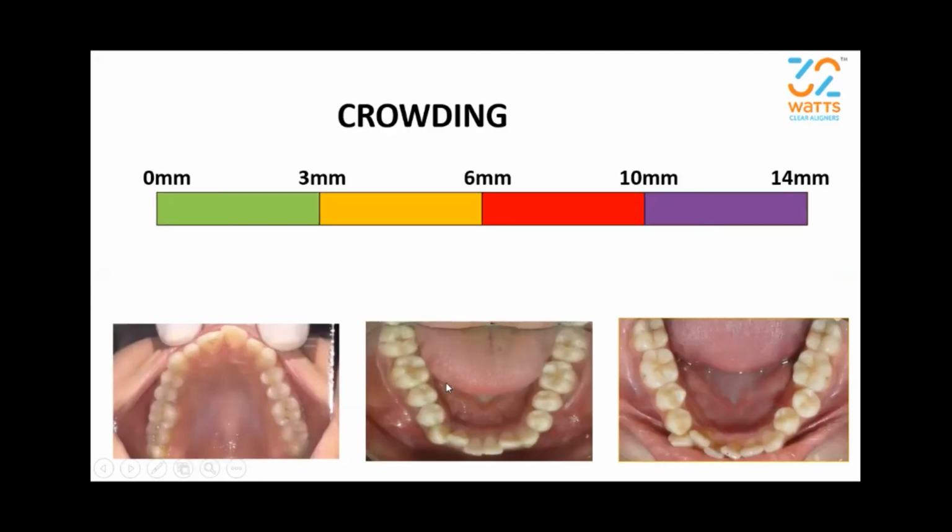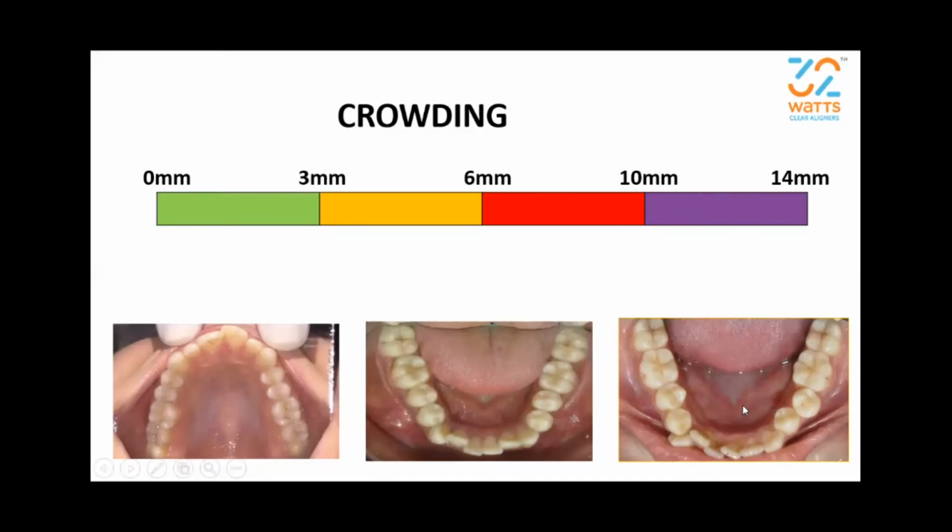Now, to make it further simpler, we can take different kinds of malocclusion. The most common form of malocclusion is crowding. Here you can see that the first picture is a very mild case of crowding, so it will fall under the mild category. This will be corrected within 10 aligners. The second picture in the middle is a moderate crowding. The crowding is not more than 6 millimeters, so this can be treated in the moderate category with up to 15 aligners.